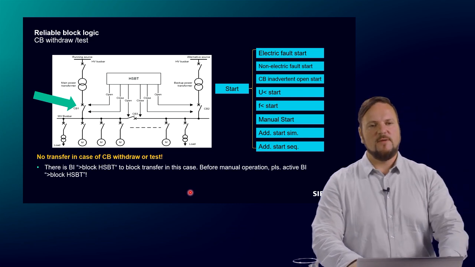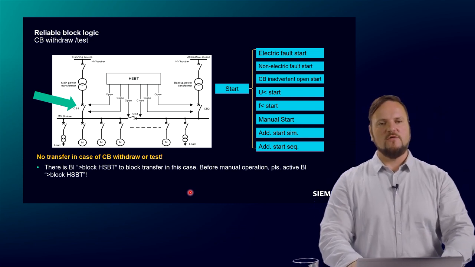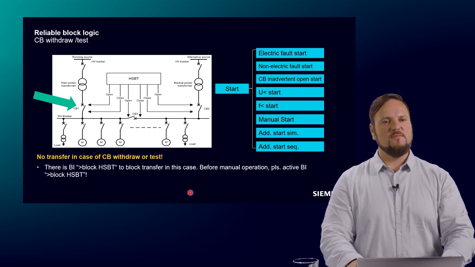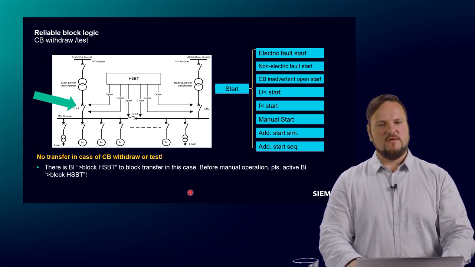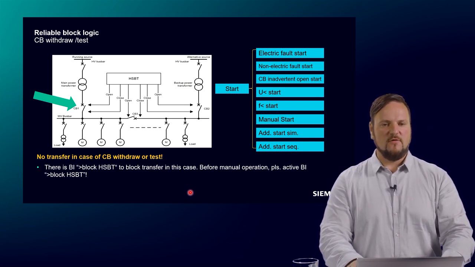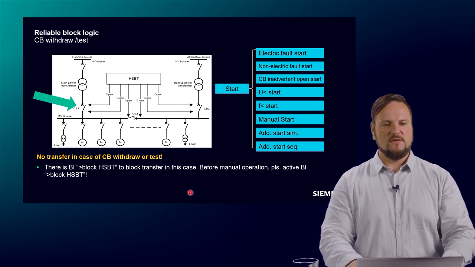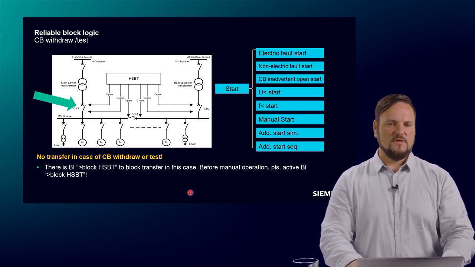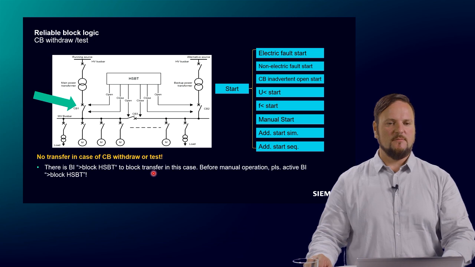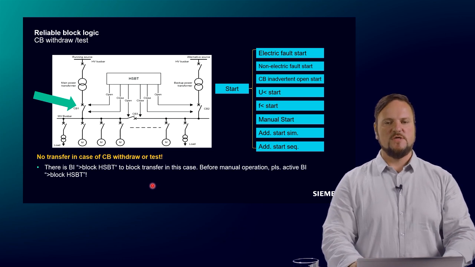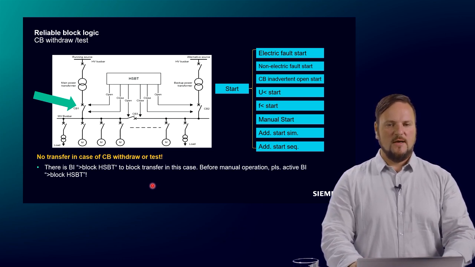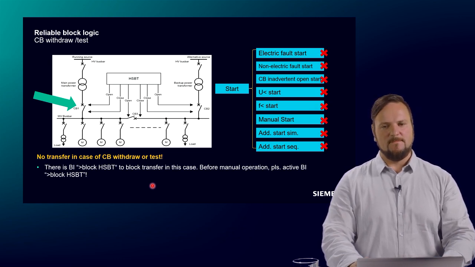Then we have some cases where no fault happened. For example, the CB is withdrawn or the CB is under test. For that, of course, in a medium voltage switchgear, we also need a signal to block the HSBT. And this is normally done by a binary input. When the CB is withdrawn or in a test position, then we can use that one to block the HSBT before we do some manual operation on the circuit breaker.